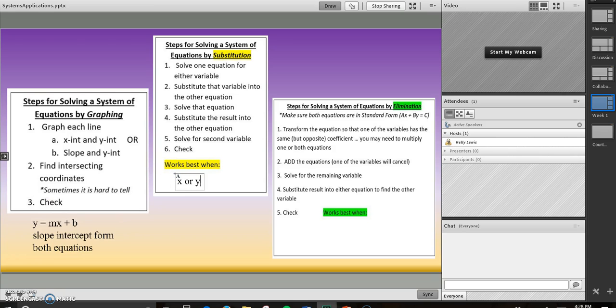Substitution is when x or y is by itself. And elimination is when they're in standard form, so like a number x plus or minus a number y equals a number.